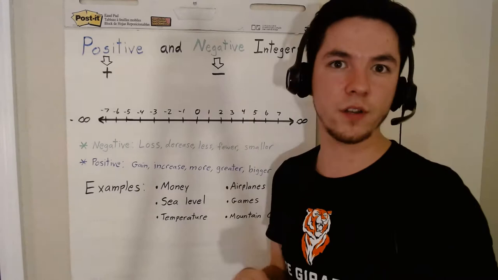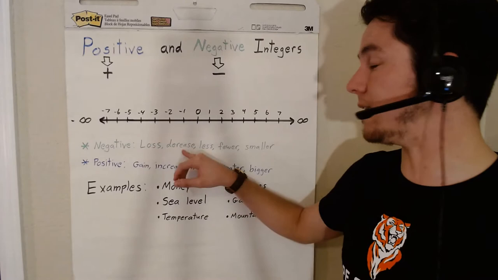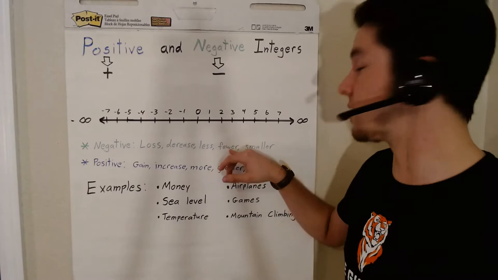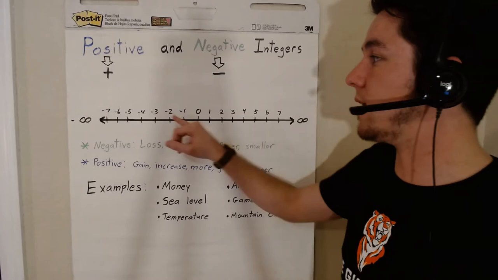Some examples of words that could hint at a negative integer being used, such as loss, a decrease, something being less now, you're having fewer of something, or something is getting smaller. That would all point to the idea that the number is going down. It is gradually decreasing. So we'd use the negative integers here to represent that.